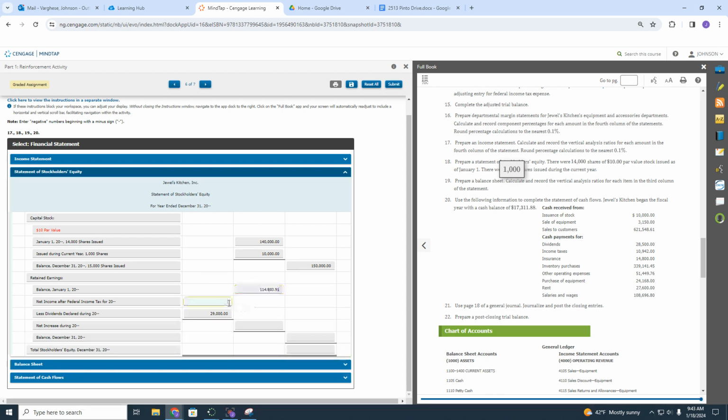114,803.91. Then I take my net income minus my dividends declared equals my net increase. So my beginning balance plus my net increase equals my ending balance for retained earnings. And then my outstanding stock plus my ending retained earnings balance is going to equal my total stockholders' equity here.